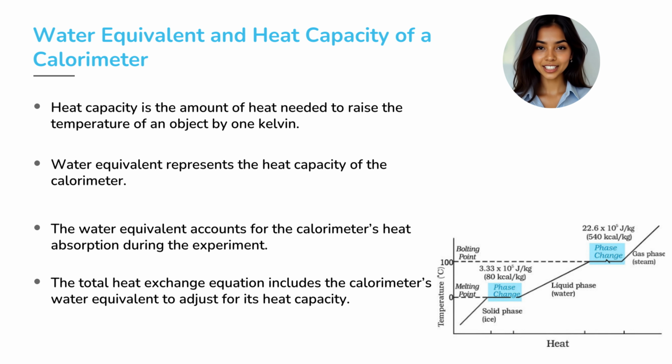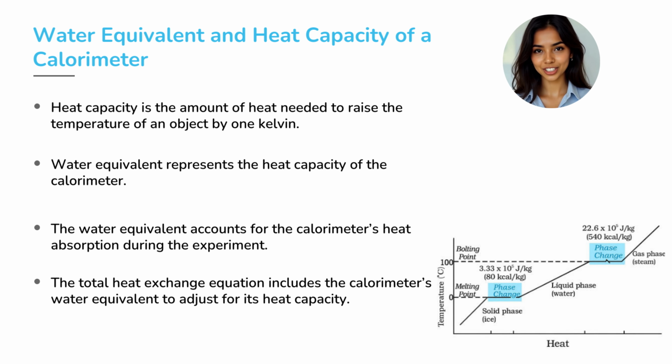Now, let's take a deeper dive into the heat capacity of the calorimeter. Heat capacity is the amount of heat needed to raise the temperature of the calorimeter by 1 Kelvin. But we also have the water equivalent, which represents the calorimeter's heat capacity. The water equivalent tells us how much water would need to absorb the same amount of heat as the calorimeter for the same temperature change.